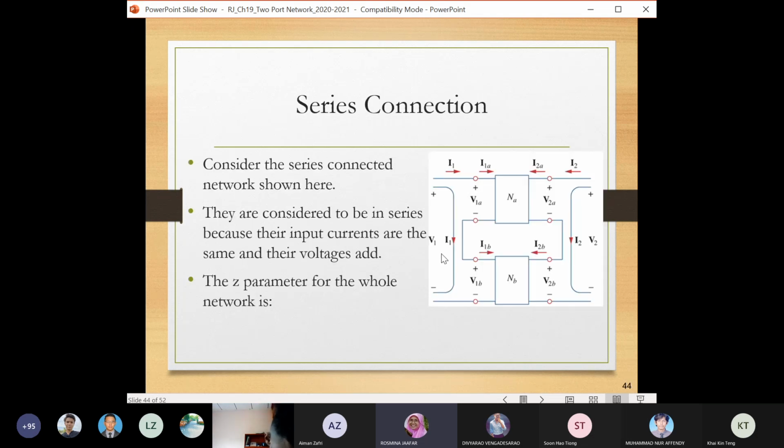So let's evaluate the difference. For series connection, consider the series connected network shown here. You will have network A and network B.